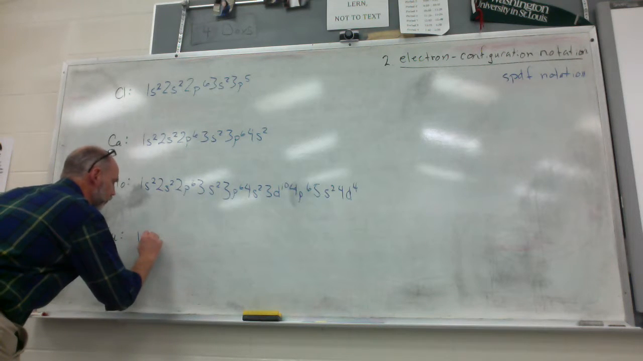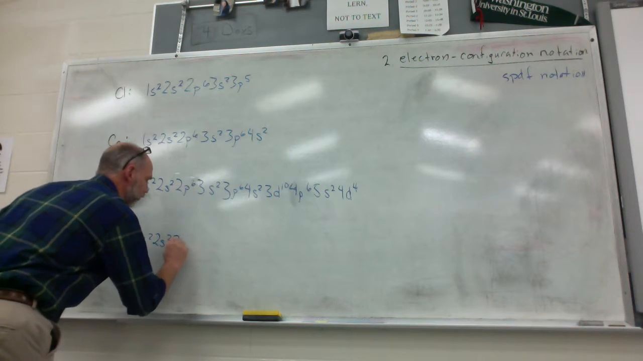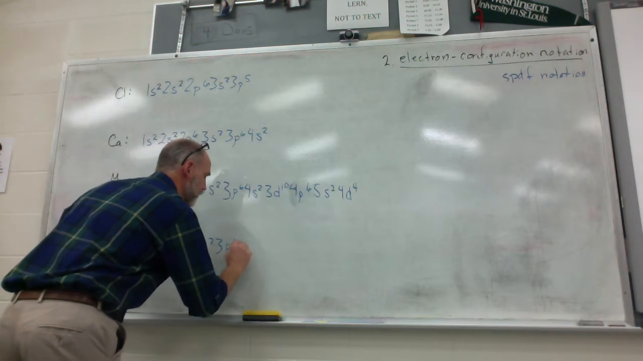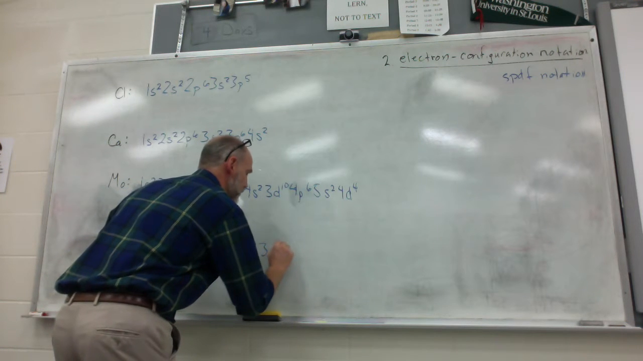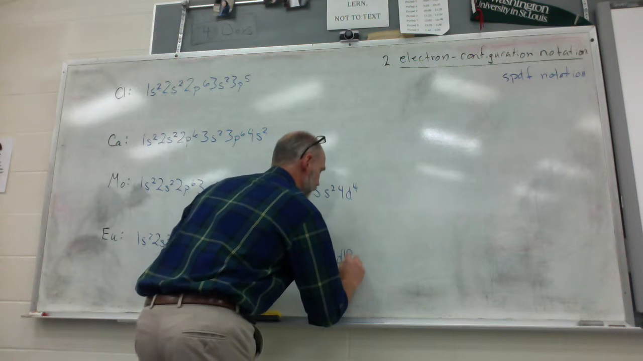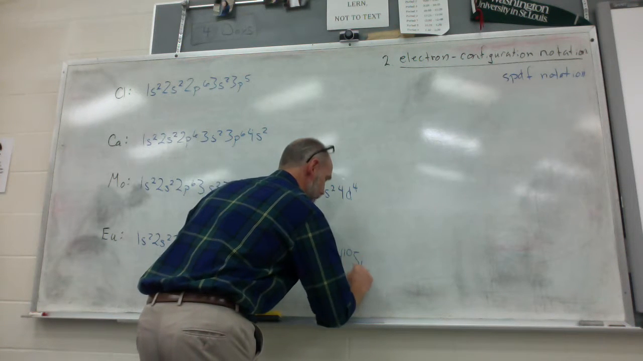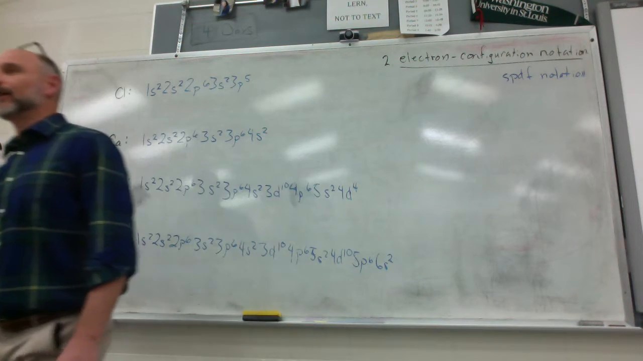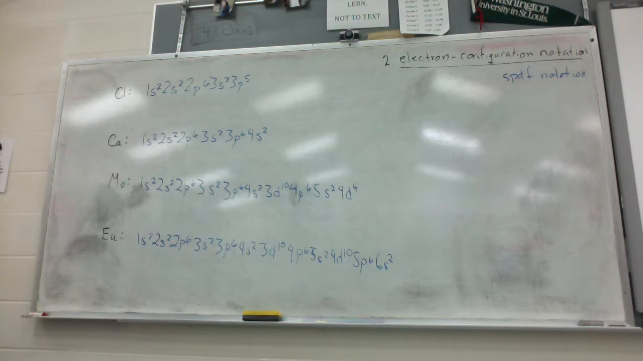1s2, 2s2, 2p6, 3s2, 3p6, 4s2, 3d10, 4p6, 5s2, 4d10, 5p6, 6s2, and then is it 4? Well, it depends on the periodic table you're looking at. This particular one, some number after where are we? 6s2, 5d1. Or sorry about that, I lied. Yeah, I was right. 5d1.